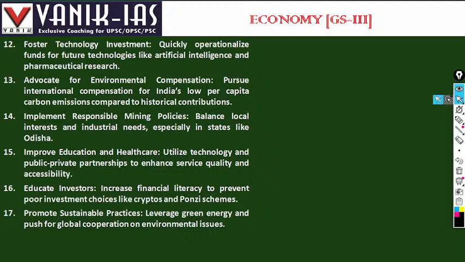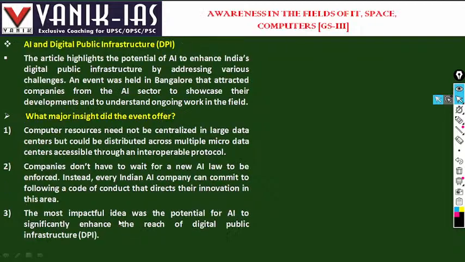Okay, so improve education and healthcare, utilize technology and public-private partnership to enhance service quality and accessibility. Educate the investors, increase financial literacy to prevent poor investment choices like cryptos and Ponzi schemes, rather invest in productive assets. Promote sustainable practices, leverage green energy and push for global cooperation on environmental issues.